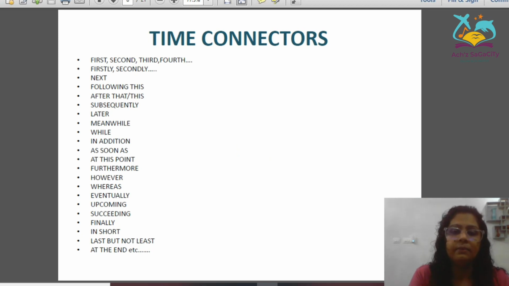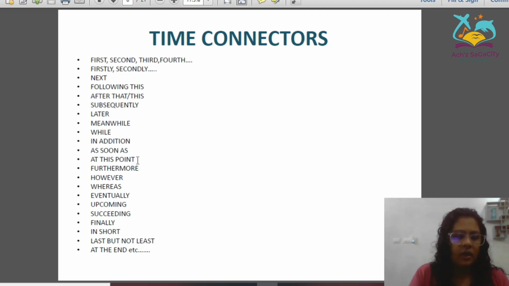So here you can see some time connectors which you can use to connect your stages. That is first, second, third, fourth. You can mention first stage, second stage, third stage, fourth stage as the stages move on, or you can mention it as firstly, secondly. Then other connectors like next. If you are moving to the next stage, you can just mention next or following this, after that or after this, subsequently, later, meanwhile. That means at the same time, you can mention meanwhile, while, in addition, as soon as, at this point.